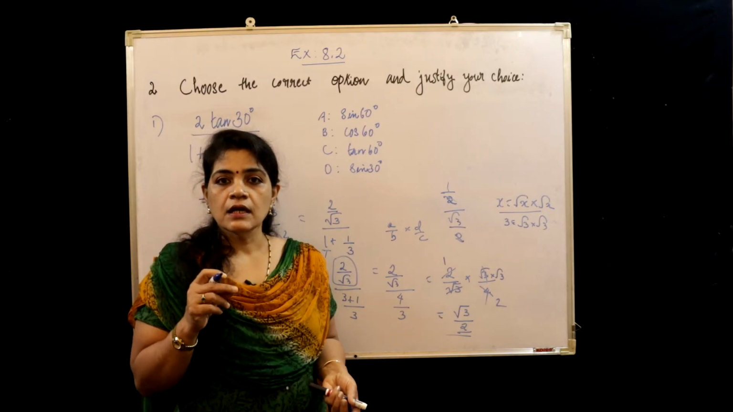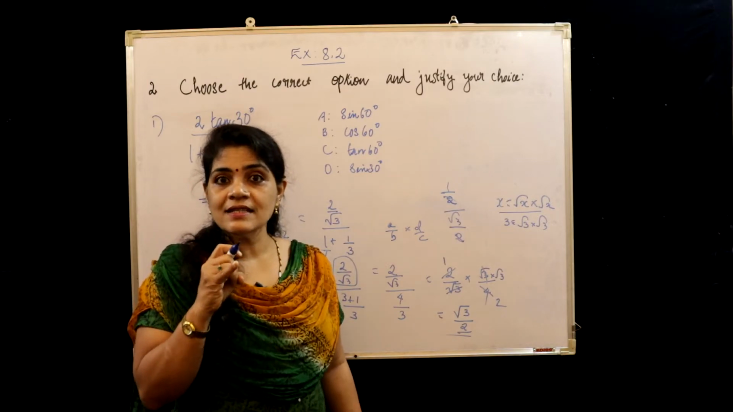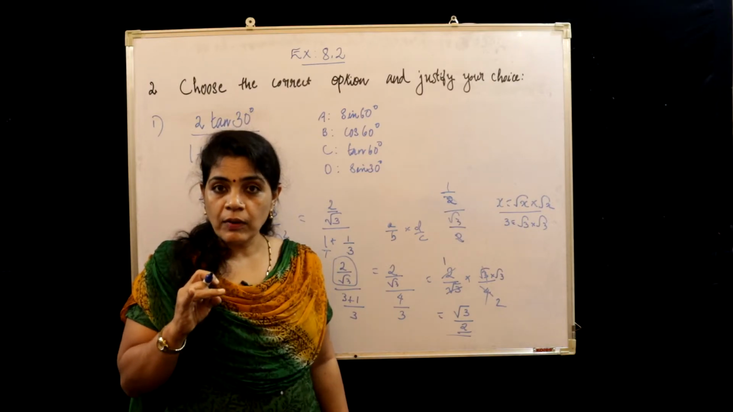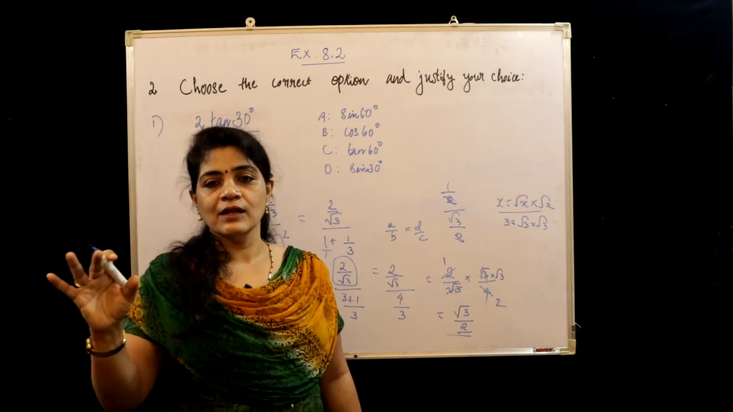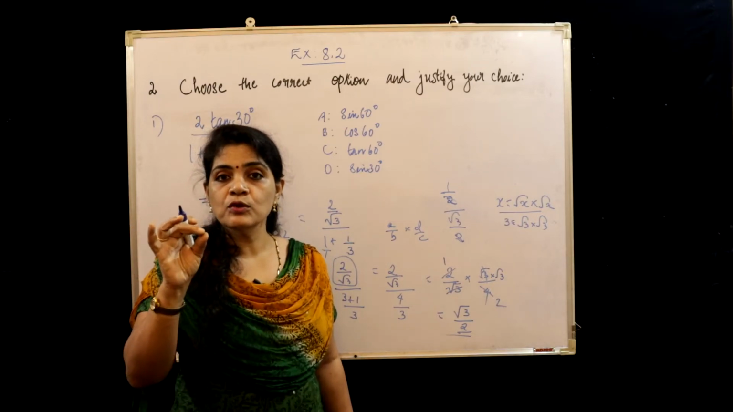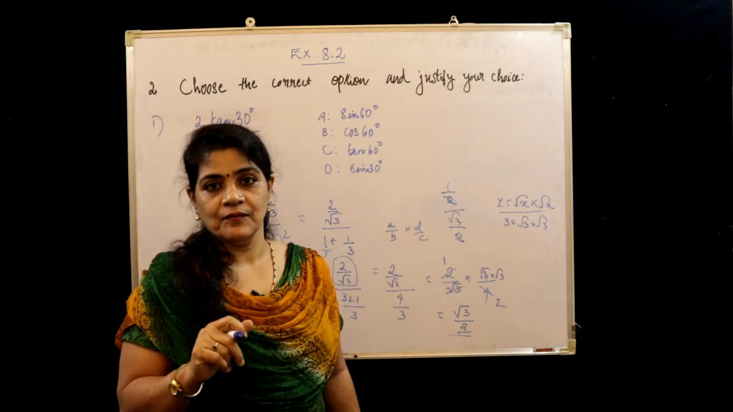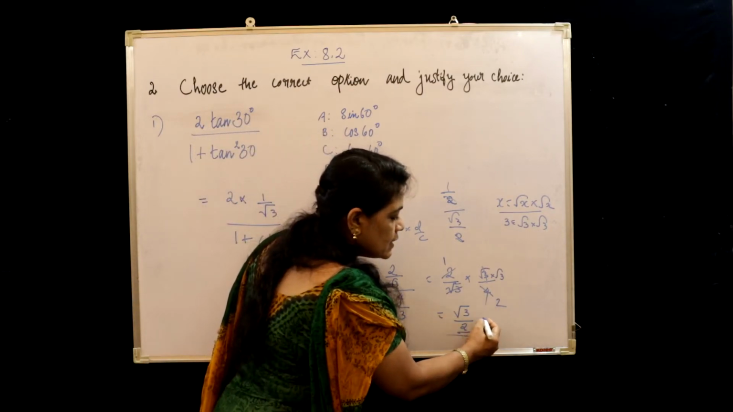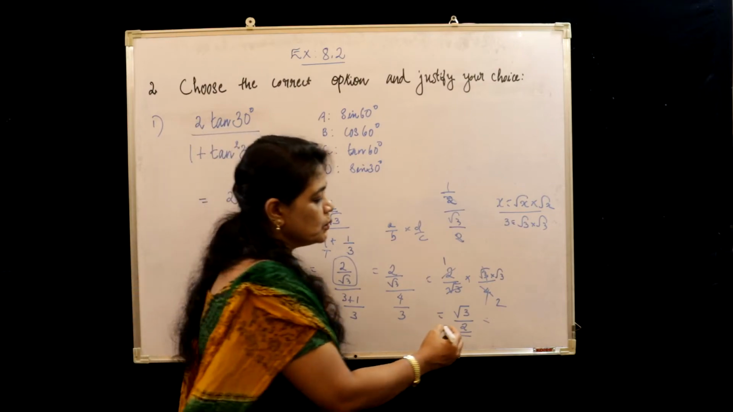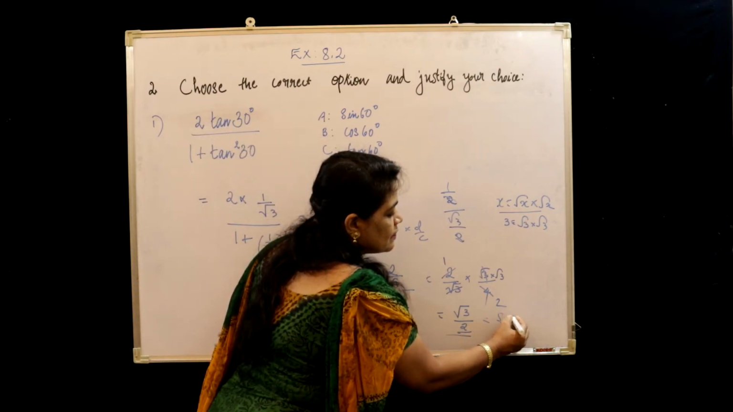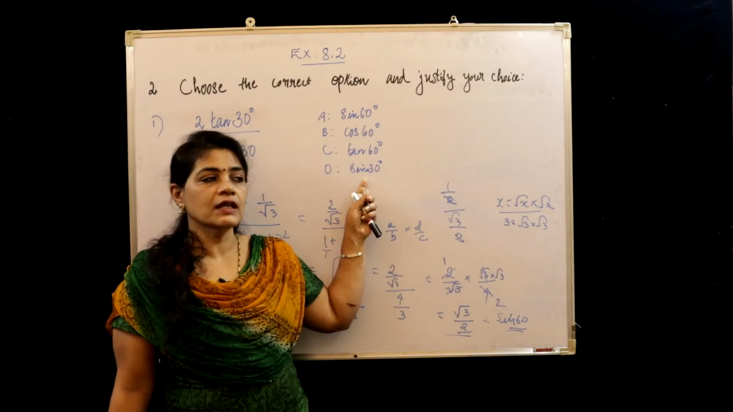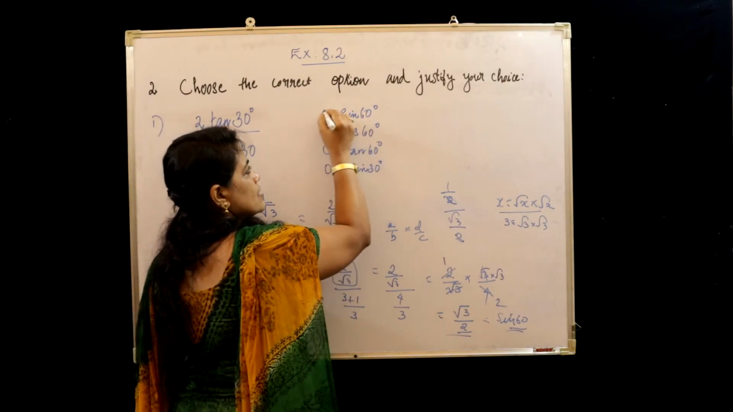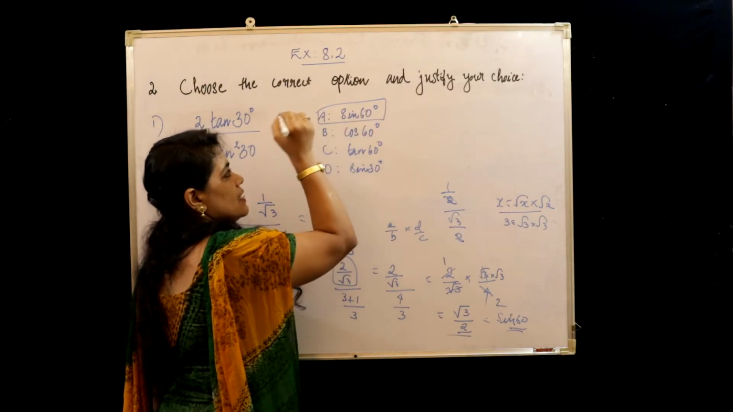In the table for sine, we know the values are 0, 1 by 2, 1 by root 2, root 3 by 2 and 1. So root 3 by 2 corresponds to sine 60. You can equate root 3 by 2 equal to sine 60, and you can see sine 60 in the given options. So the first option, sine 60, is the correct one.